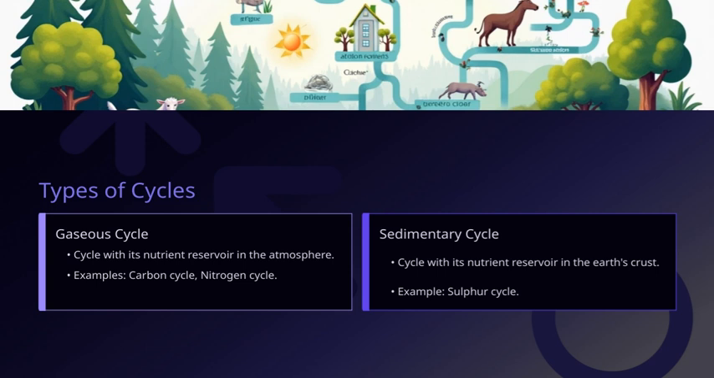This cycle has its main nutrient reservoir in the Earth's crust, meaning that sulfur is stored there and moves through various processes like weathering and mineralization. Now, moving on to the sedimentary cycle, which includes cycles like the carbon cycle and the nitrogen cycle.